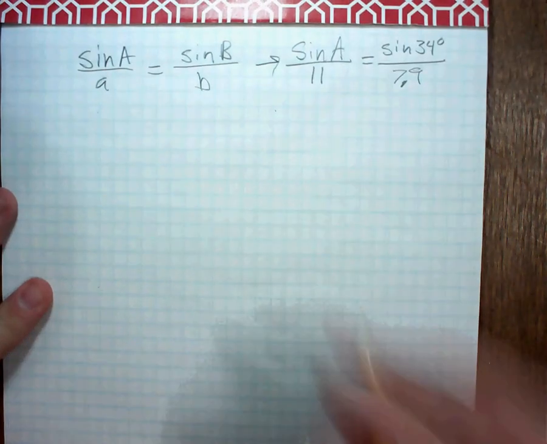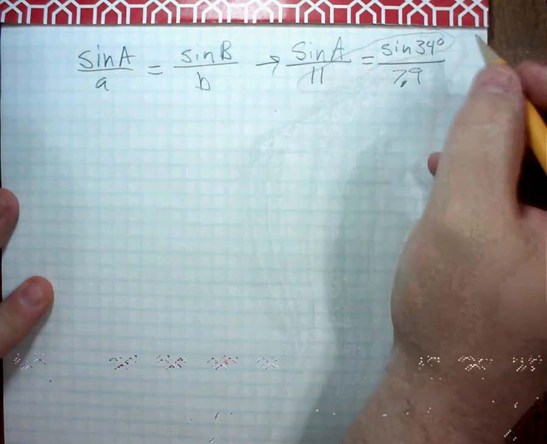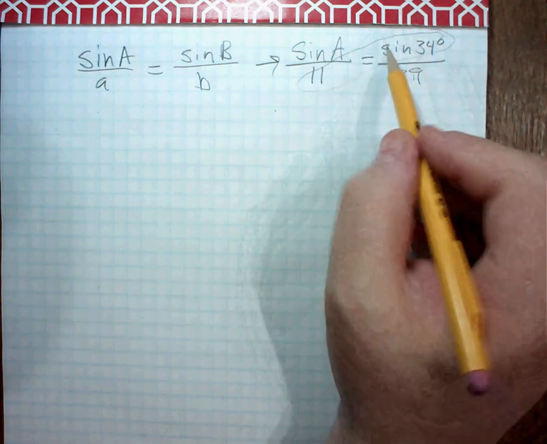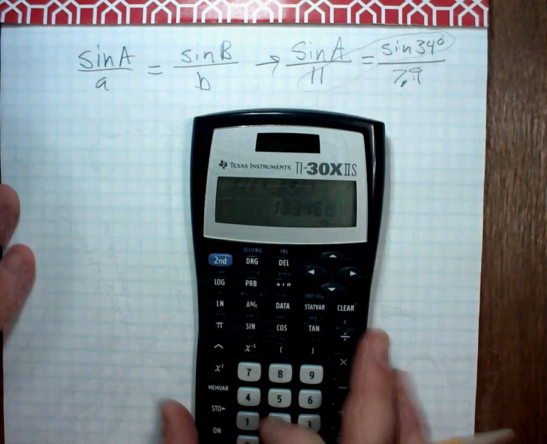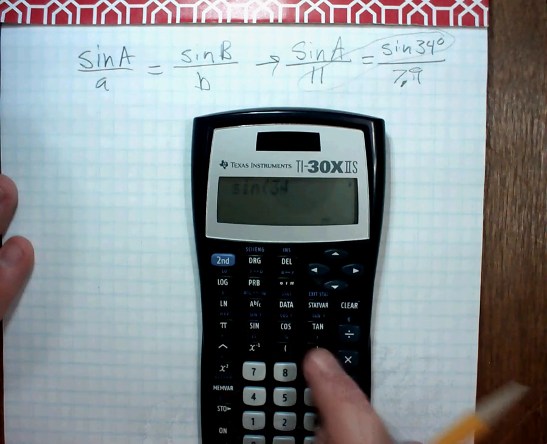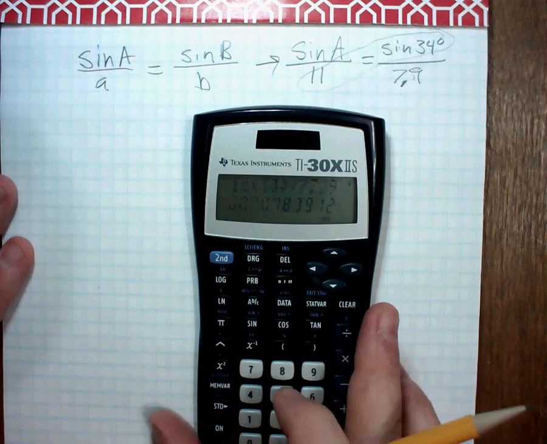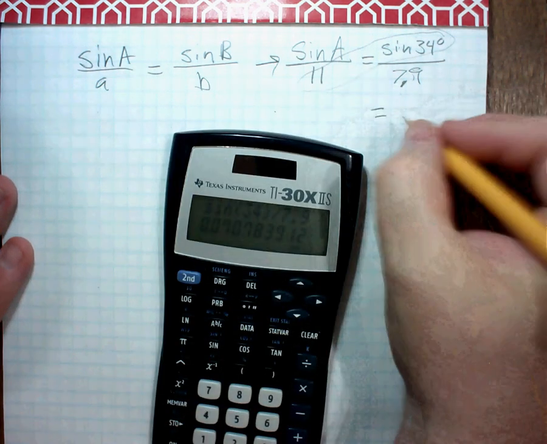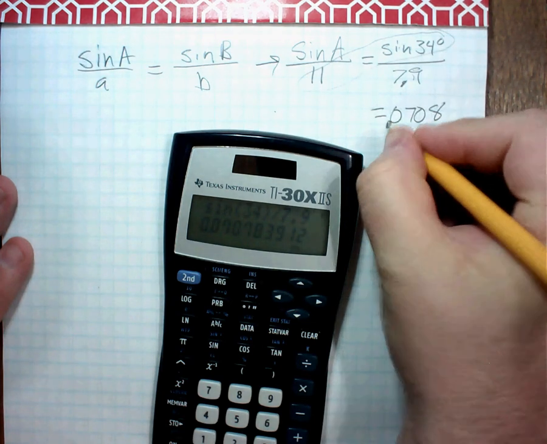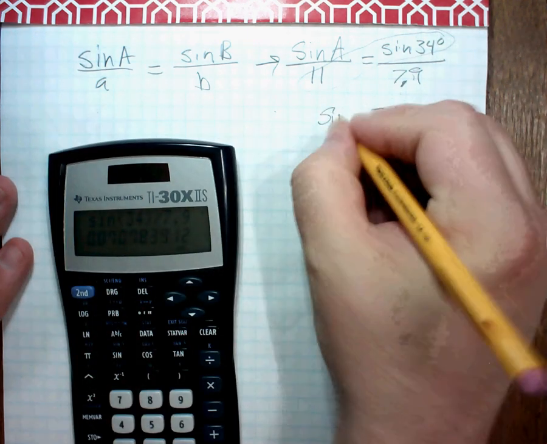And so from here, I'm just going to set that aside for a second. I'm going to cross multiply. This is all for sine of A, right? Or let me just do this. Let's not cross multiply. Let's just figure out what this number is. So I'm going to take my calculator out, and I'm going to say sine of 34 degrees divided by 7.9. And this right here is equal to 0.708 approximately. And then this would be sine of A.